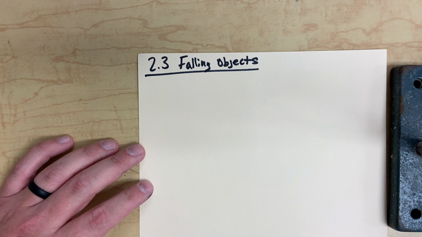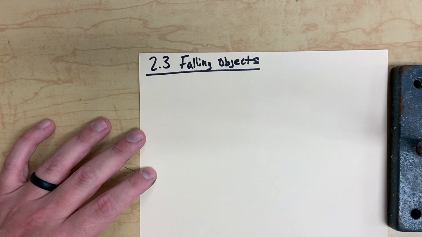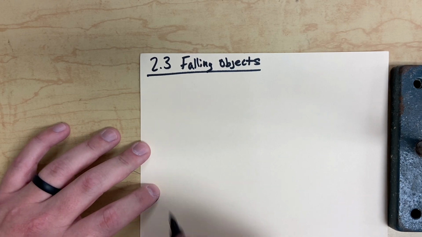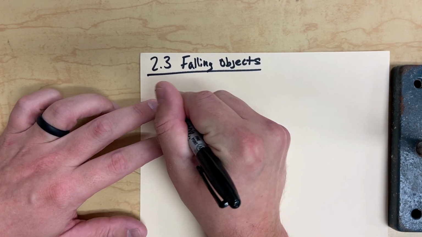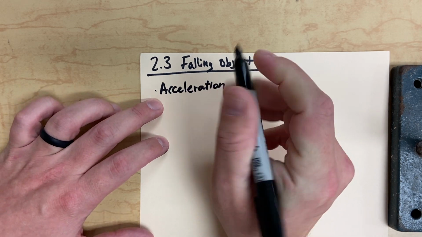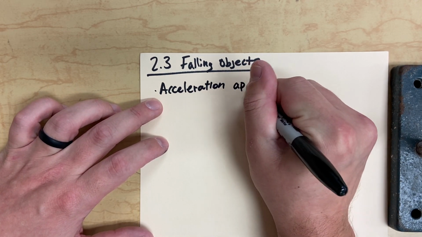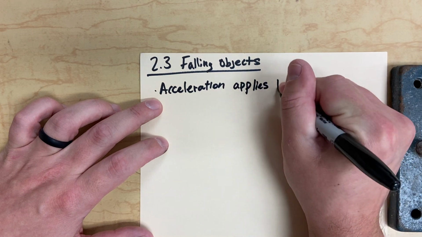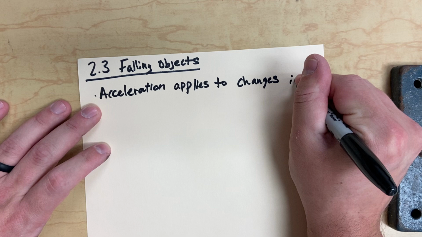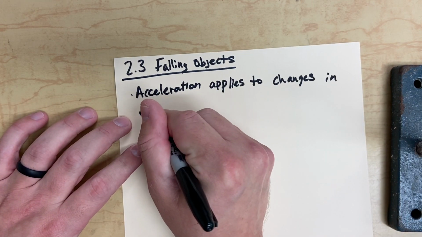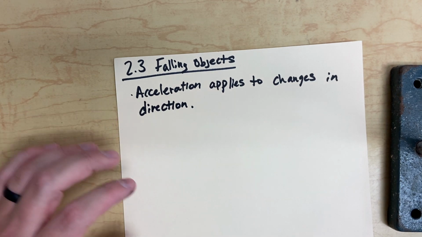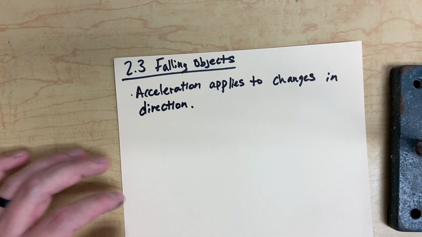So this is why acceleration affects velocity and not speed, because it has that direction. Velocity has that direction, so therefore acceleration has that change in direction. Okay, so we're going to write acceleration applies to changes in direction. This is why acceleration, again, affects velocity and not speed.